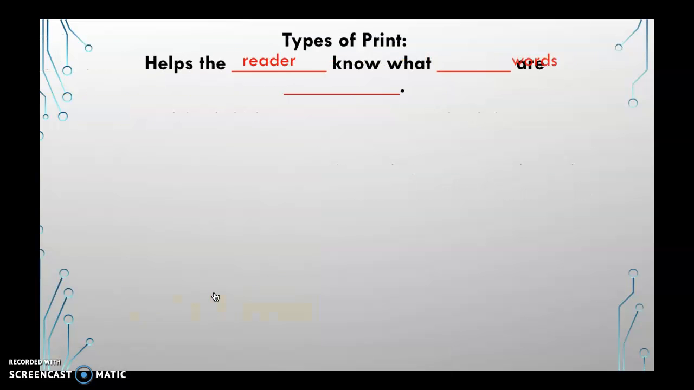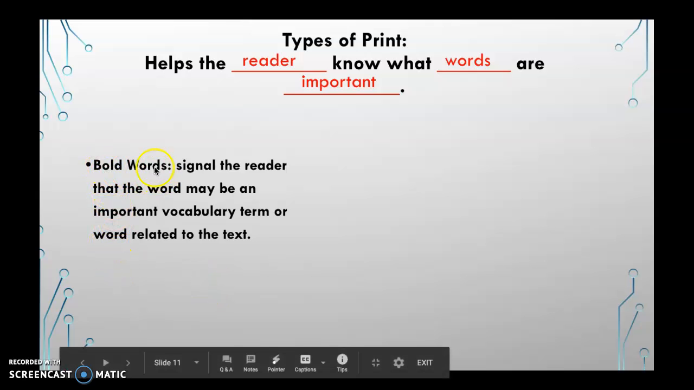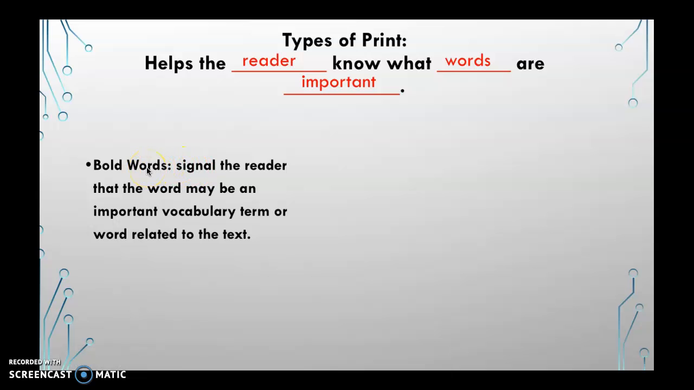And finally, we have different types of print. Now, this helps the reader know what words are important. We can have words written in bold. Bolded words are just like this print here, where they're big and dark and they stand out. And this signals the reader that the word may be an important vocabulary term or a word related to the text. This is where a lot of our concept or content vocabulary words are written in our text. They are written in bold.